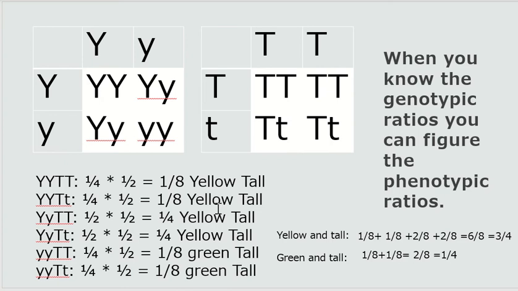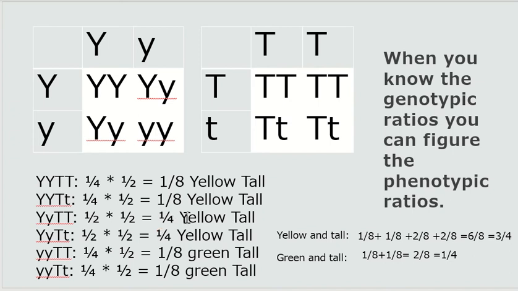And to figure out what the total probability of the phenotype yellow and tall is, we have to do some addition. Now, adding these ratios is a little bit different than multiplying them. In order to add them, you need to have common denominators. That means the numbers on the bottom of the fractions have to be the same. So we are going to add 1/8 plus 1/8 plus 1/4 plus 1/4. And to do that, we're going to have to make these 1/4 into eighths.